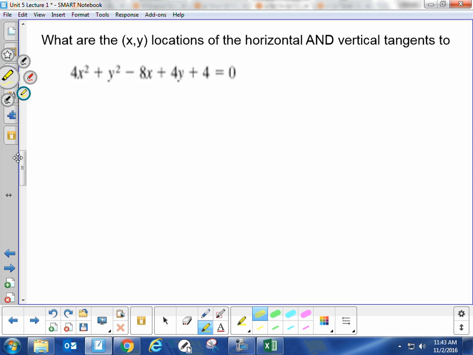Take that, plug it in there. We actually find there are 2 locations of horizontal tangents, and there are 2 locations of vertical tangents. Find those specific x, y locations. There are 2 for each.